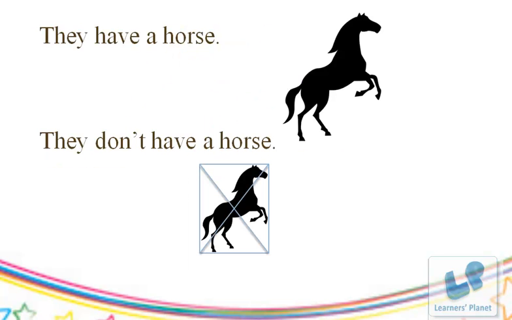Now let us see this example, children. They have a horse, which means this horse that we are talking about belongs to them. This is the positive sentence. So the negative sentence will be, they don't have a horse, which means that the horse we are talking about does not belong to them. Okay, children?